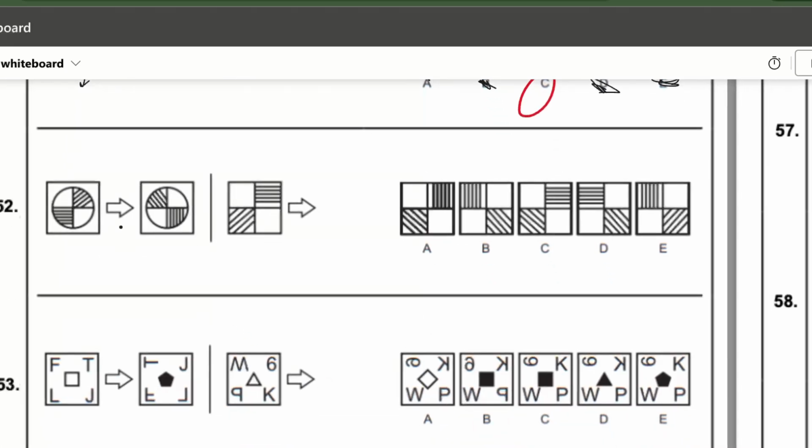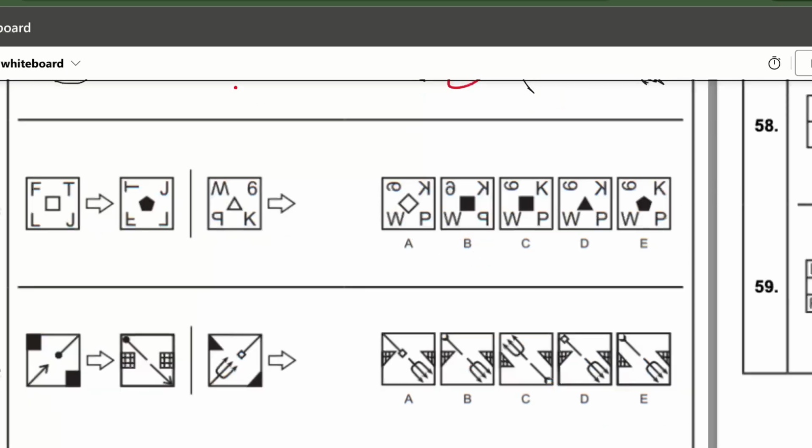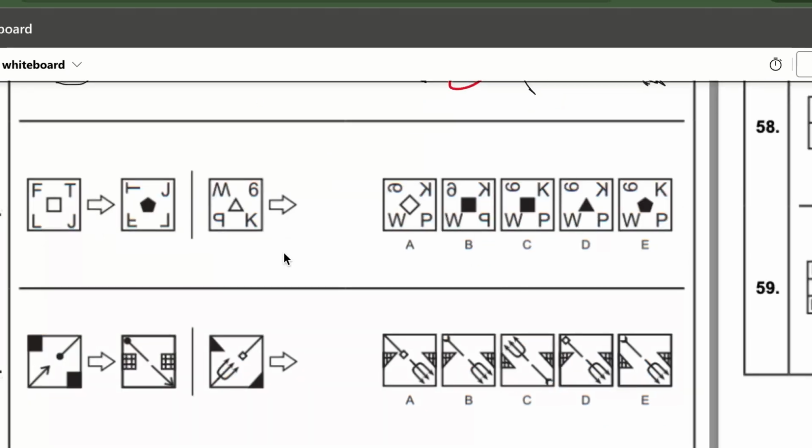Question number 52. We have a 90 degree clockwise rotation. Actually, we have a 90 degrees anti-clockwise rotation, so these horizontal become vertical. So these are going to come out to look something like that, which means we can't have E because the hatching is the wrong way. And then these horizontal are going to go vertical in this square over here. So we get B.